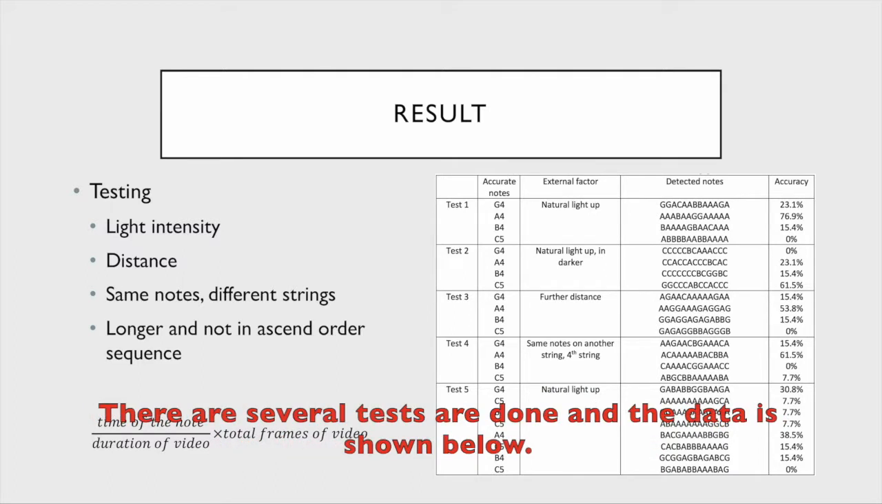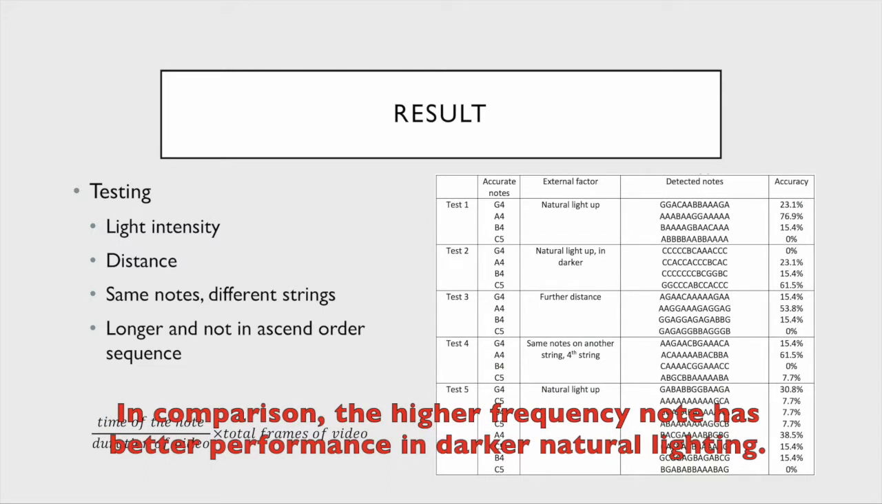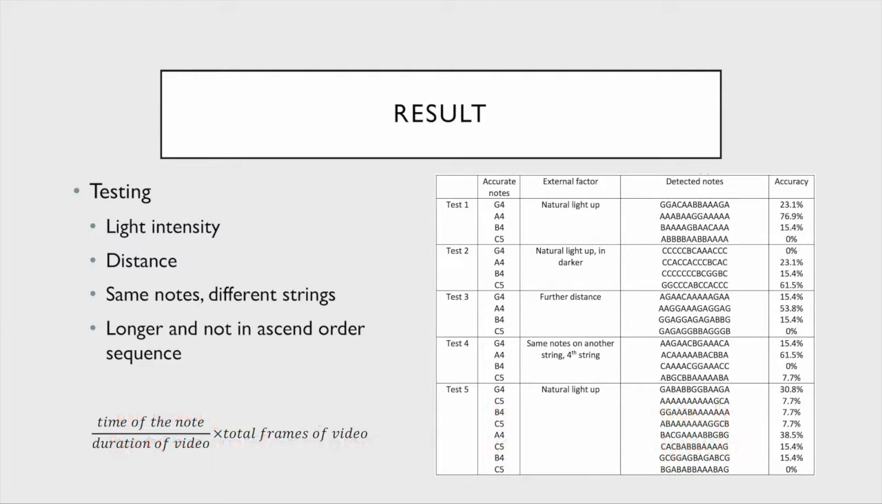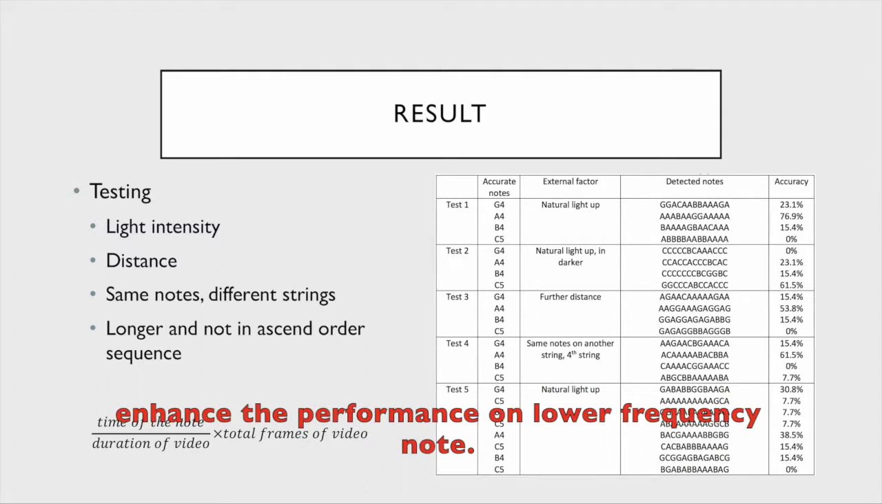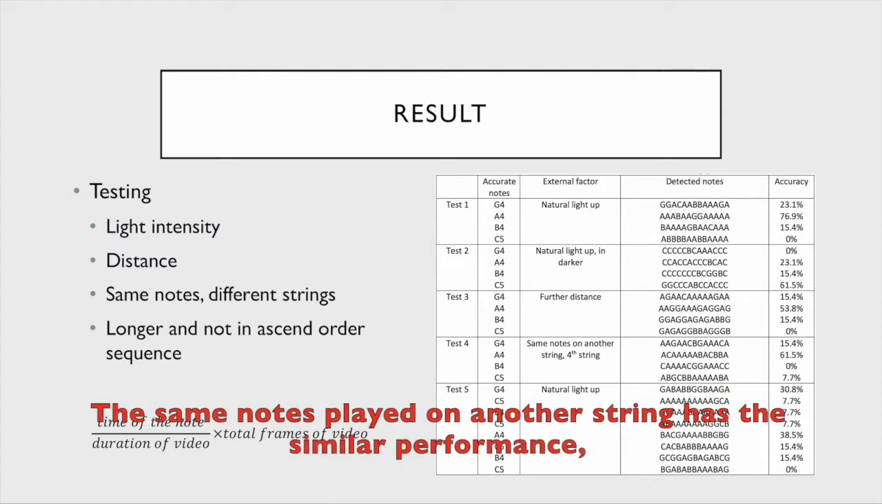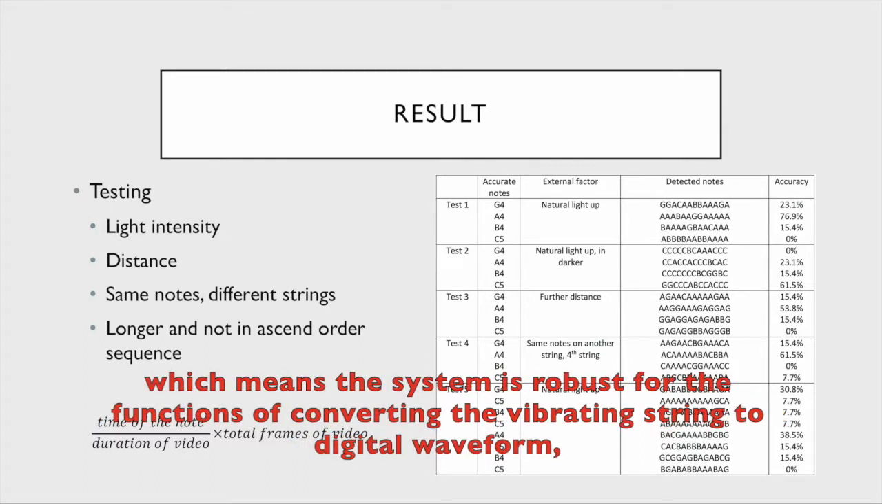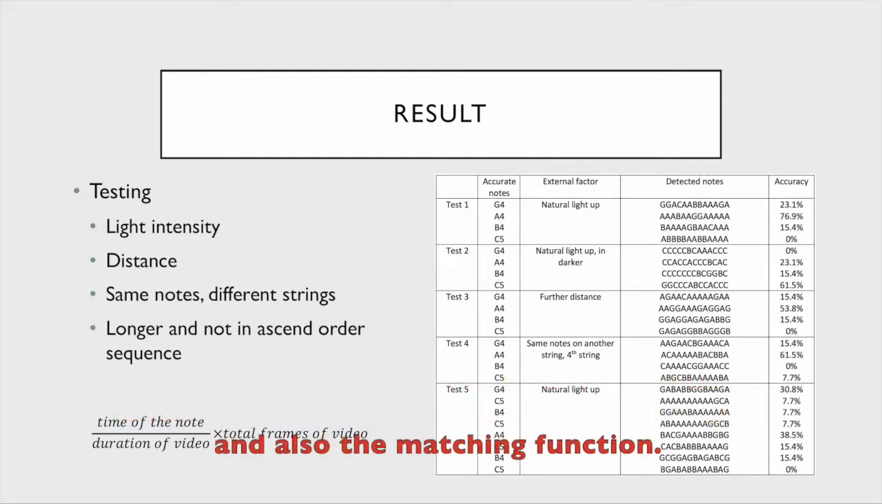Several tests are done and the data is shown below. In comparison, the higher frequency note has better performance in darker natural lighting. Further distance between camera and guitar can enhance the performance on lower frequency notes. The same notes placed on another string have similar performance, which means the system is robust for the function of converting the vibrating strings to a digital waveform, and also the matching functions.